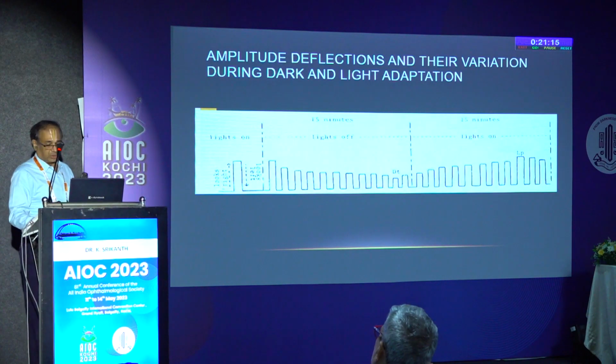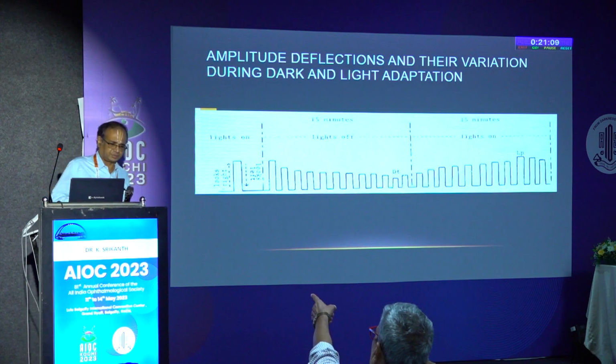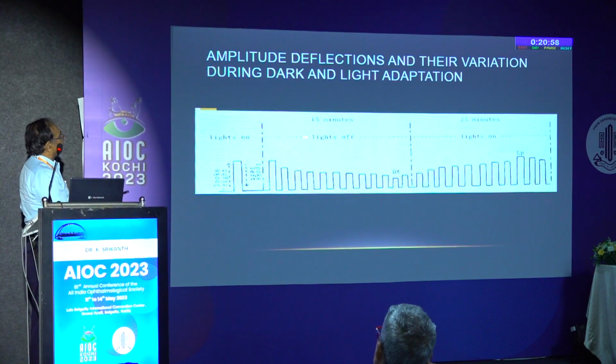So here the picture shows a pointer. Here you can see this is the light on phase, 15 minutes, then lights off and light on. You can see the light is on. This is the movement when the patient is looking towards the right, then the movement when the eyes are looking towards the left. Like that it goes on, and the light peak is reached say by 10 to 12 minutes.